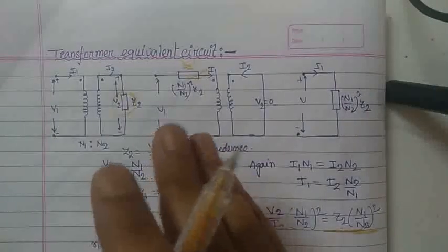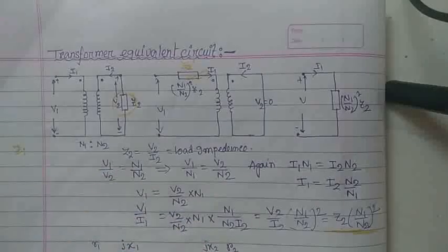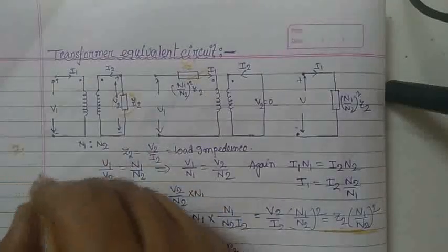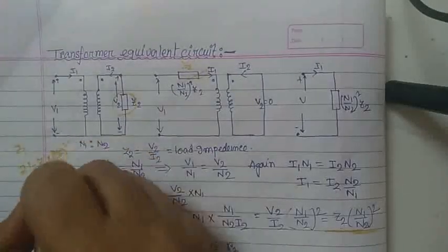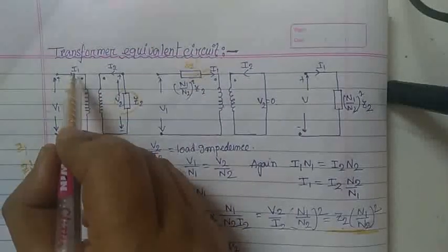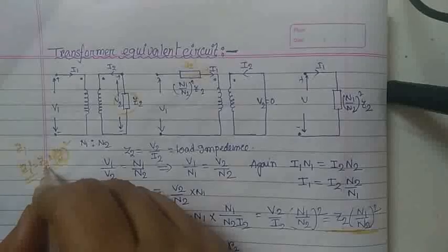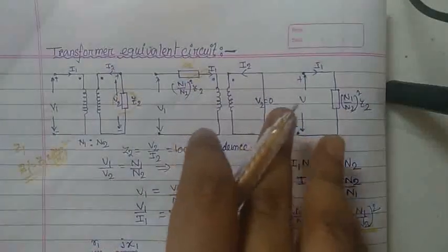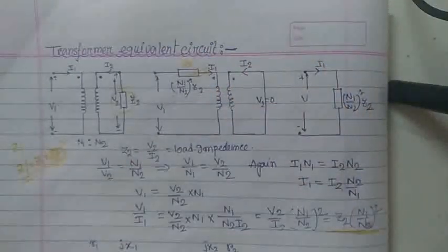Similarly, if we take the impedance in the primary side, suppose Z1, then it can be referred to the secondary. That time Z1 dash equals Z1 into N2 by N1 whole square. Remember that if we take an impedance in the primary side and transfer it to the secondary, we write it as Z1 into N2 by N1 whole square. Similarly, we can transfer the voltage as well as the current, referred to the primary or referred to the secondary.